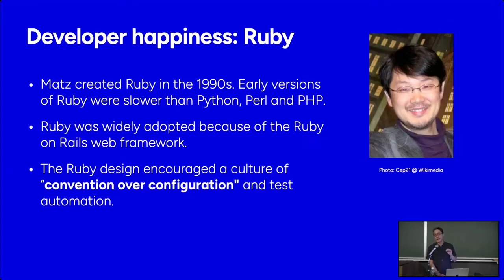However, it was widely adopted, especially in web development, because of the Ruby on Rails framework and the more easy developer experience for making web applications with Ruby on Rails. So this language was really optimized for developer happiness and not only efficiency. And the Ruby design itself and features of the language, they encouraged a culture of testing, which also made developers happier, since they were able to create more automation around making sure the projects were stable over time.